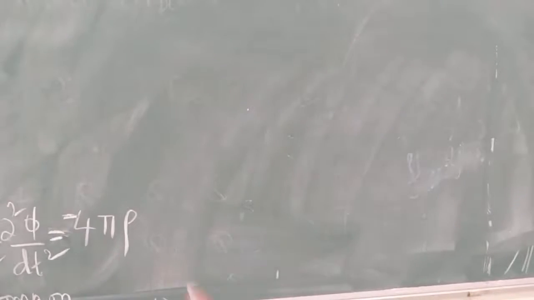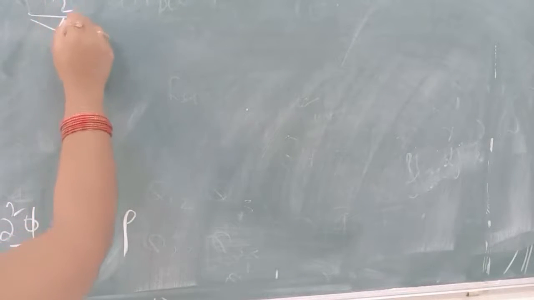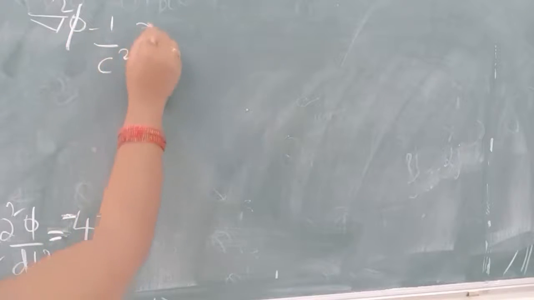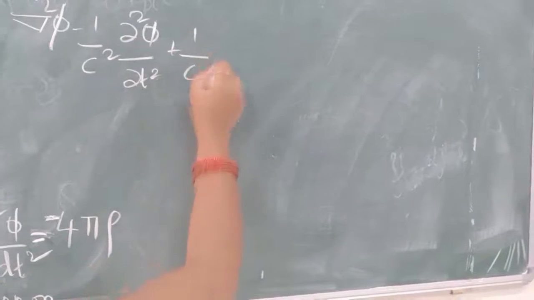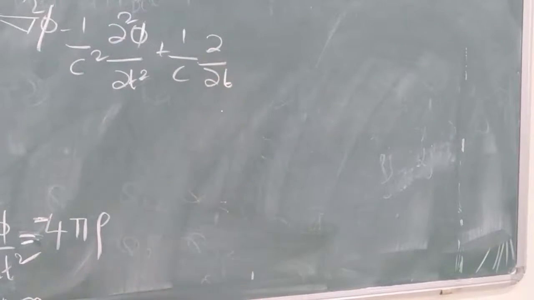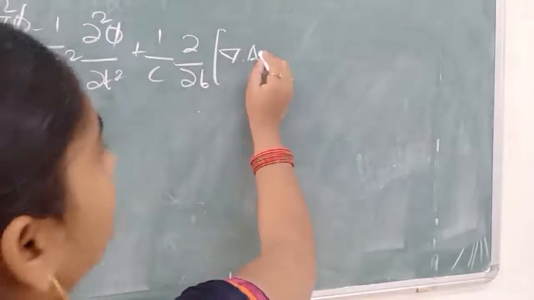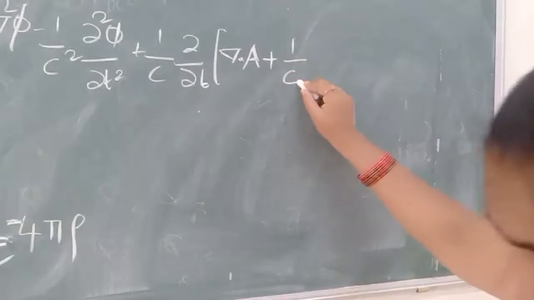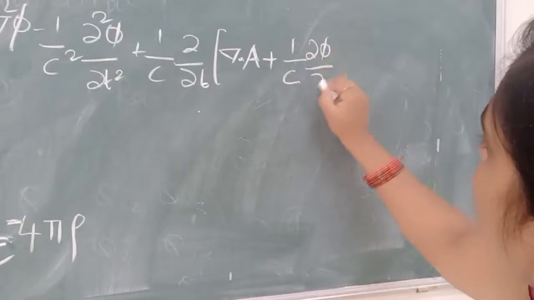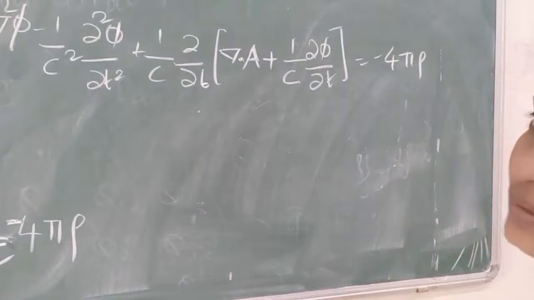So what will be that equation? Del square phi minus 1 by c square d square phi by dou t square plus 1 by c dou by dou t common I have taken. You will get this term. Please say this: del dot A plus 1 by c dou phi by dou t minus 4 pi rho. You will get this term.